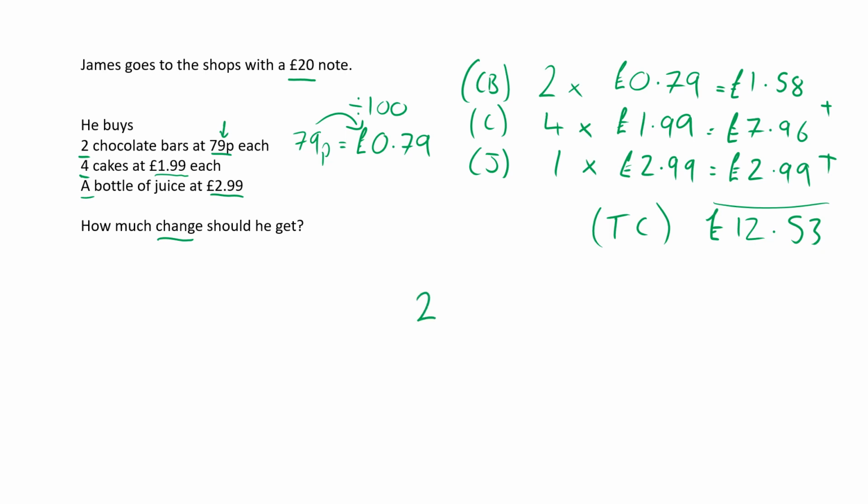To find the total amount of change, I'm going to do 20 take away my £12.53, and again just type it in, don't be a hero, and I get an answer of £7.47, and that's going to be the change that James gets.